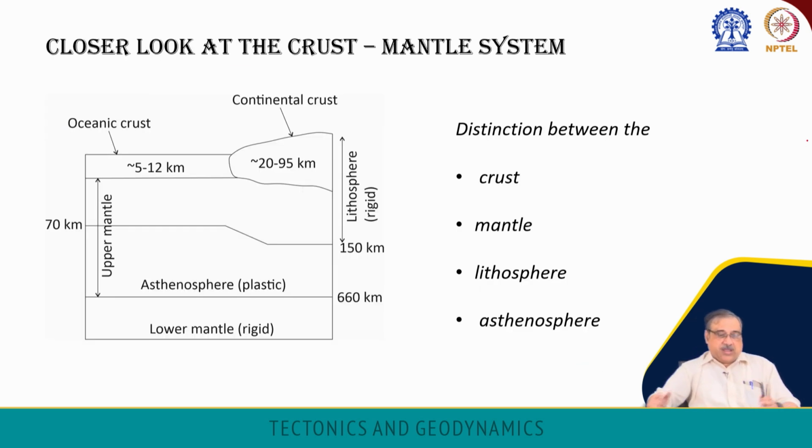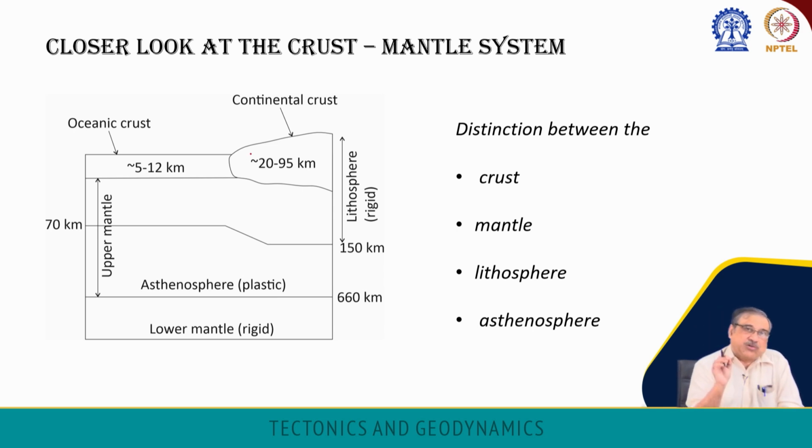Now, let's take a closer look at the crust mantle system itself. And as I told you, we have two types of crust. We have an oceanic crust and we have a continental crust. Now, the ocean crust varies between 5 to 12 kilometers thick. Now, this diagram, as you can tell, is grossly exaggerated.